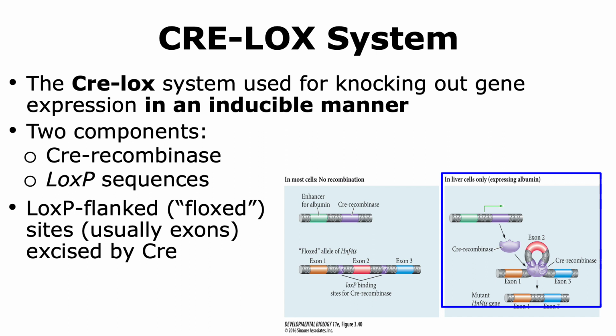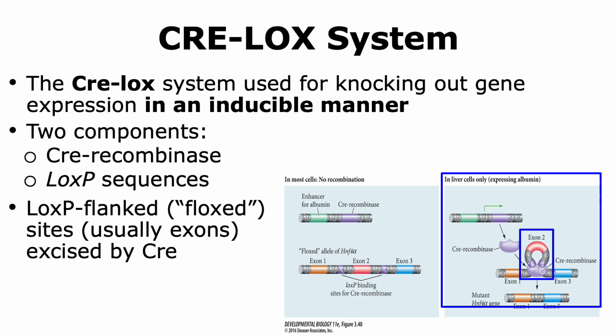Now in most cells, albumin is not expressed because the transcription factors that would bind to that enhancer are not present in the cell. However, in the case of liver cells, albumin is expressed because the transcription factors that are able to bind to that enhancer are present in liver cells. Thus, in liver cells, we will be able to see the expression of CRE recombinase because it is under the control of the enhancer for transcription factors that will regulate albumin expression.